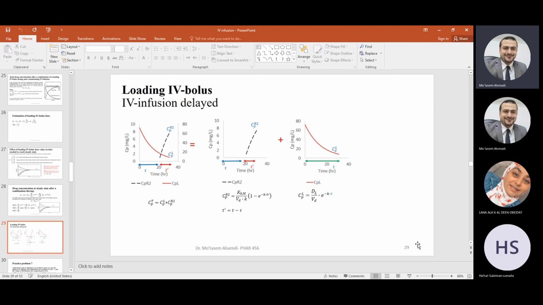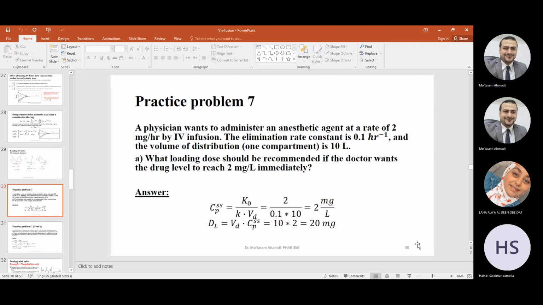For this one, this is our IV bolus. This is something that you are familiar with. You get the concentration here from the IV bolus. Then you add this one to this one, and that will give you the total concentration. All this is a summary of what we have taken in the previous 2 classes.